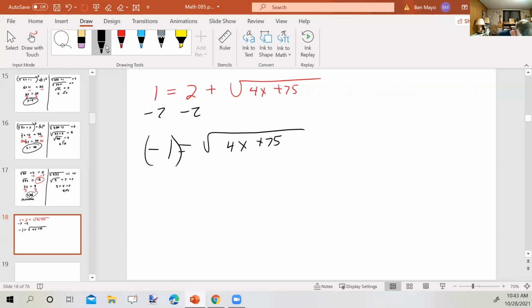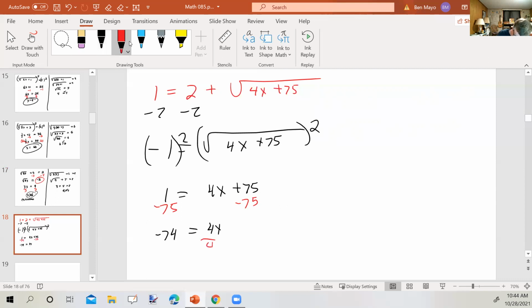But going on, we'll square both sides. We get 1 equals 4x plus 75. Subtract 75 from both sides. Negative 74 equals 4x. Divide by 4. X equals negative 74 fourths. I can reduce that down. X equals negative 37 over 2. I believe that's right. Yeah, because that'll reduce.